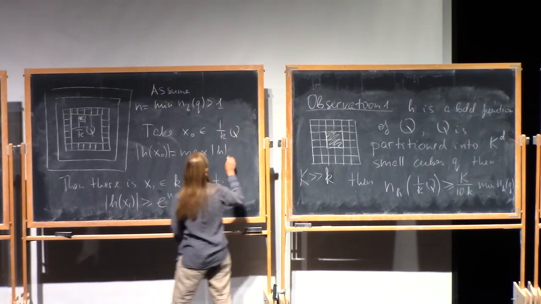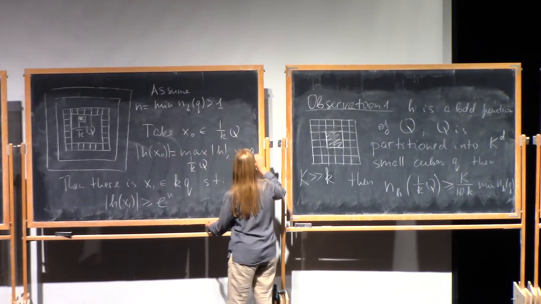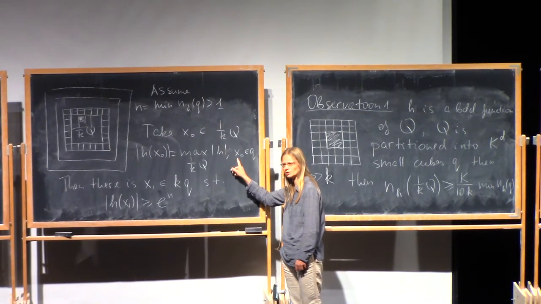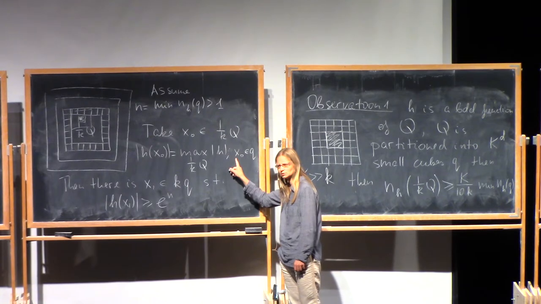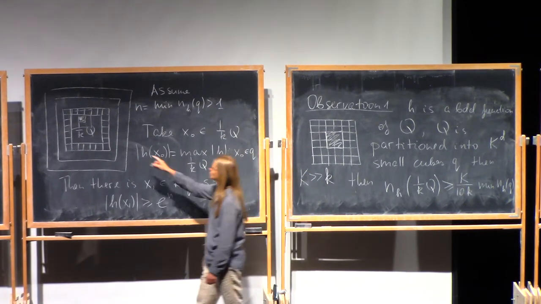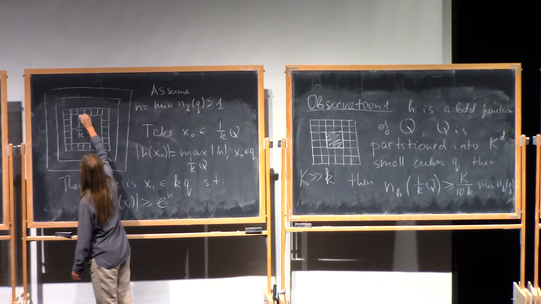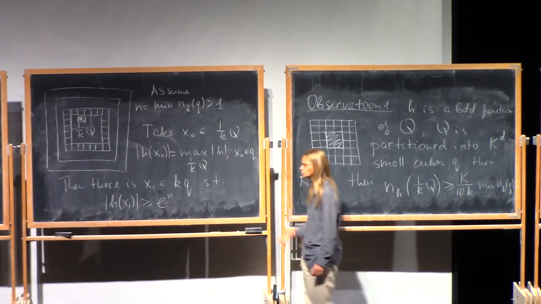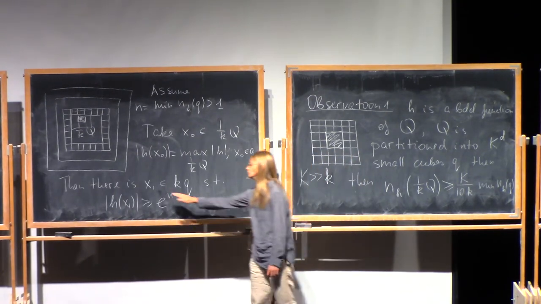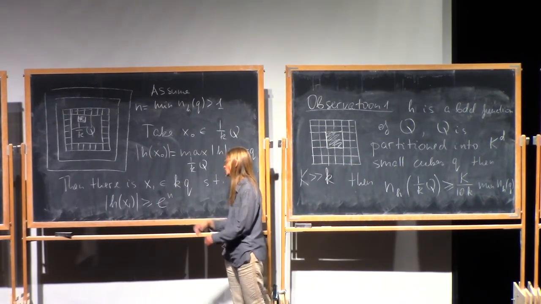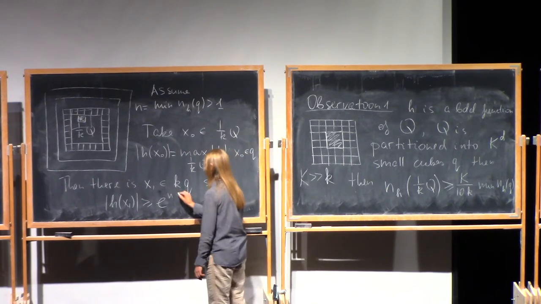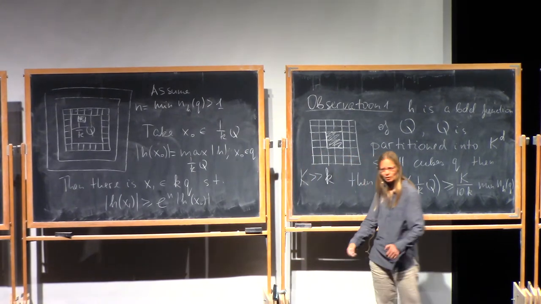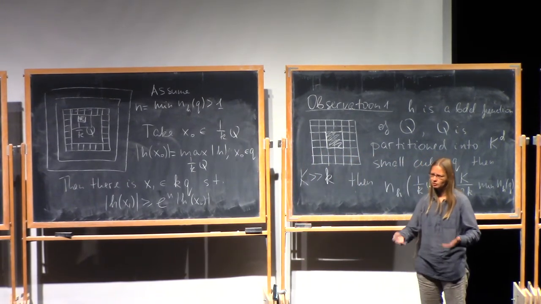Yes, and we assume that x naught is in q. Small q is the small cube that contains our point x naught where the maximum is obtained. So we took a maximum point in this cube and took the cube from our partition that contains this point x naught. Then we can find a point x1 in this cube where the maximum is at least e to the power n times the maximum that we had before. And we're going to repeat the steps and see how many times we can repeat it.